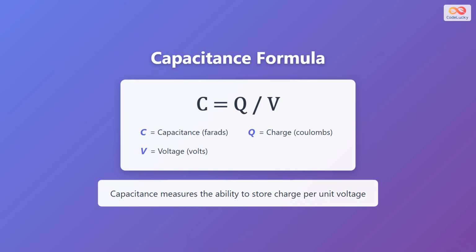Capacitance is measured using the formula C = Q/V. Here, C represents capacitance measured in farads, Q is the charge stored measured in coulombs, and V is the voltage across the capacitor measured in volts. Capacitance essentially measures how much charge a capacitor can store per unit of voltage applied across it.